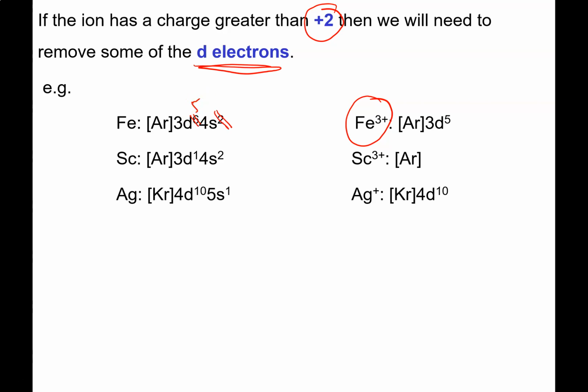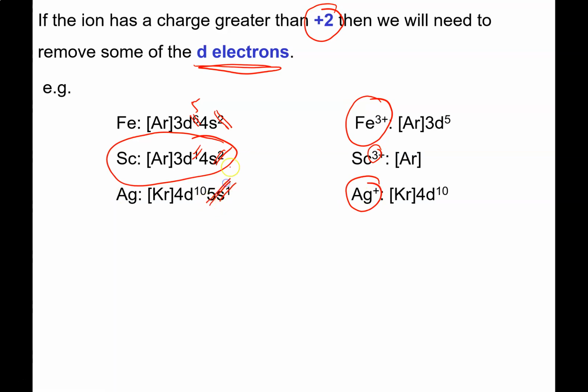Okay, scandium. Here's the electron configuration for the neutral atom. I want to form scandium 3+, so I'm taking more than 2 electrons. I'm going to take the first 2 from the 4s, and then I take 1 from the 3d to get my 3+ charge.